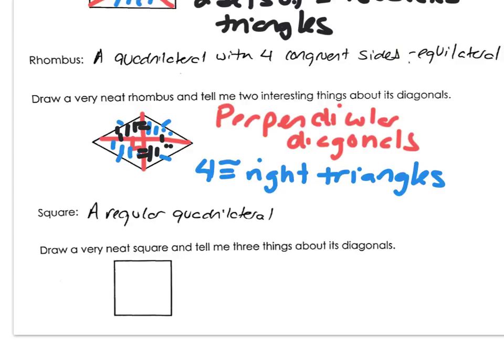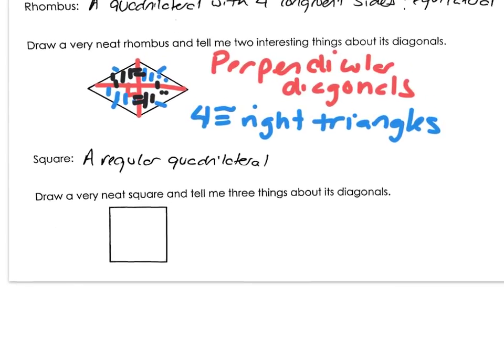Your book also adds that the diagonals of a rhombus are going to bisect the angles. So let me see if I can do this. This diagonal right here and this diagonal right here are actually going to bisect the angles of the rhombus as well. But I don't know if I'm going to make a special point of that. I just like to remember that all four of these right triangles are going to be congruent to one another.